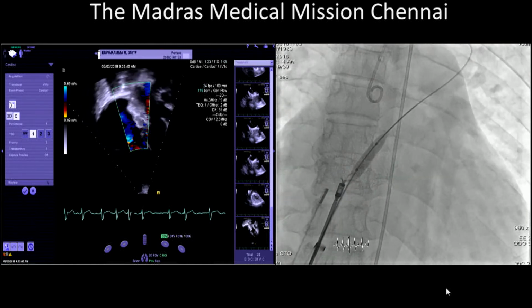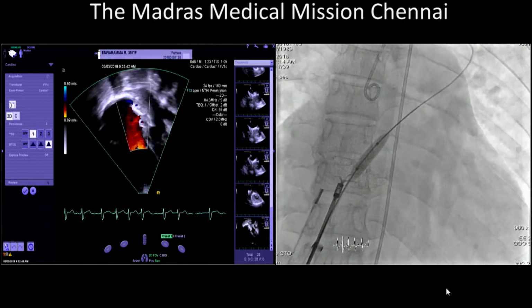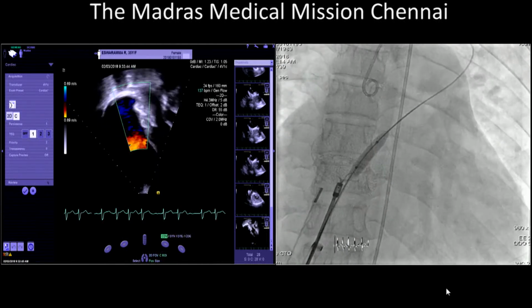Trying to make the left atrial part of the fenestration and right atrial part of the fenestration come coaxial to each other.